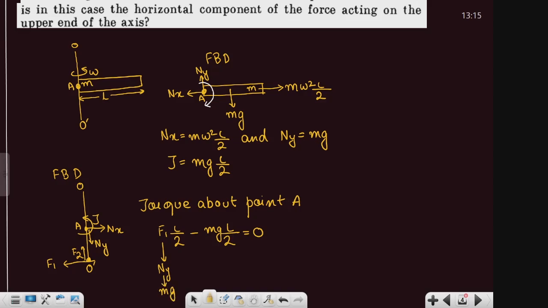So wait a minute. The value of F1 is not ny. Wait a minute, I made a mistake here. The value of F1 is nothing but nx. So F1 is equal to nx. Here F1 is in the horizontal direction, so it is supported by this reaction force, which is equal to m omega square L by 2.